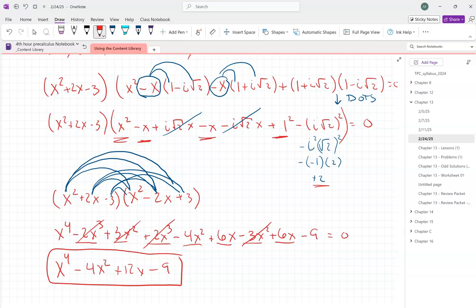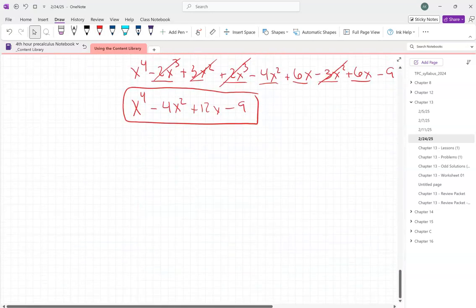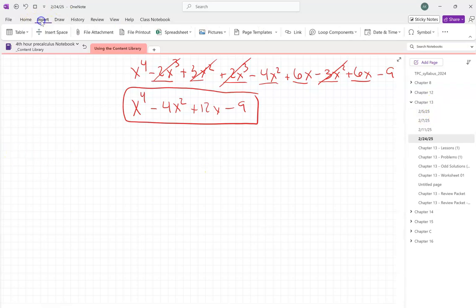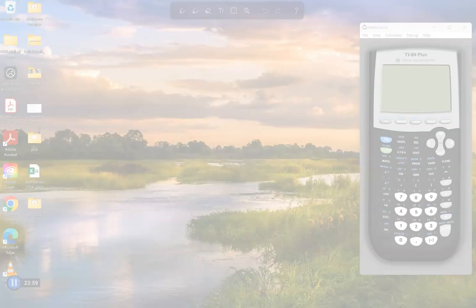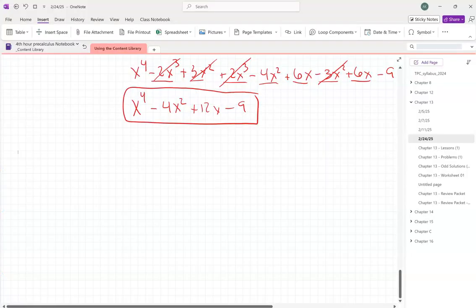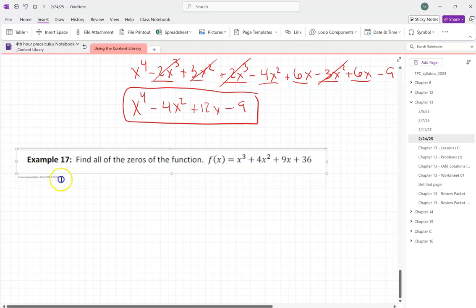Woof! What was the worst part? Foiling it out, right? Getting the polynomial in a factored form, not too bad. But woof, foiling that thing out was a lot of work there. All right. The other thing that we're going to be doing now is going to be asking you still to solve or find the zeros for polynomials. But this time we're going to ask for all the zeros for the polynomial.